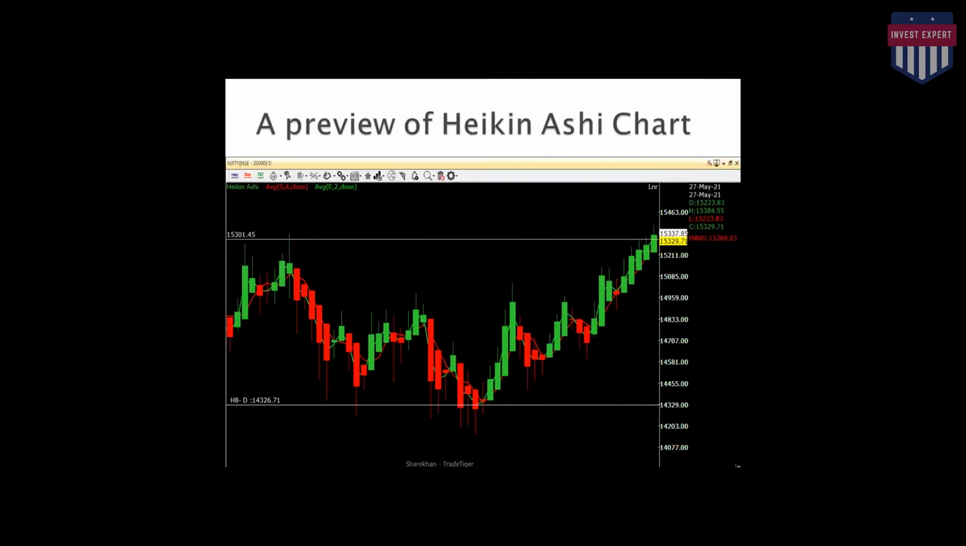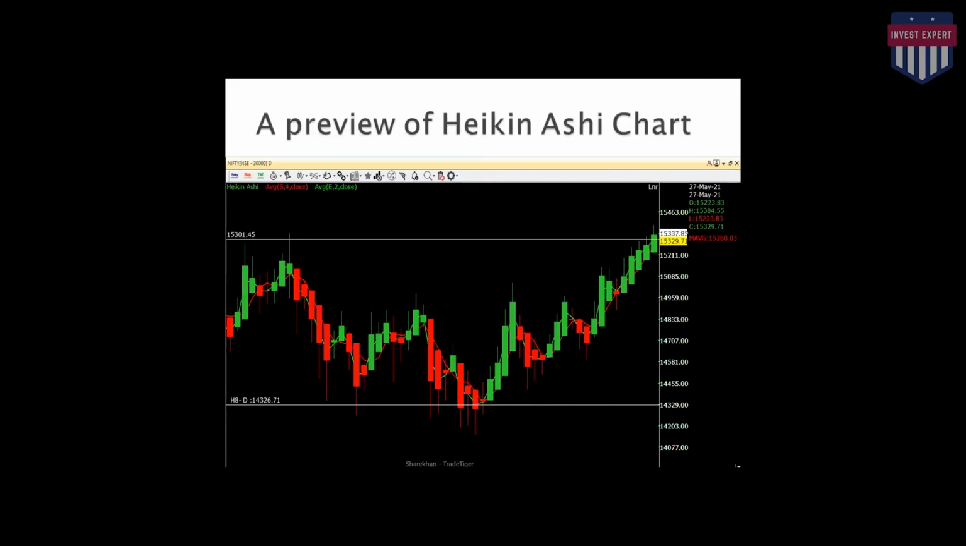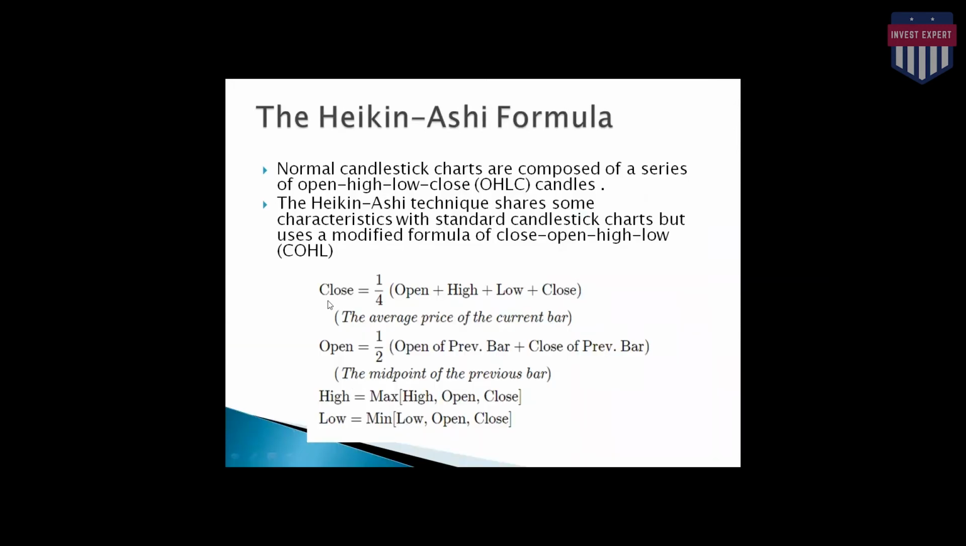The Heikin-Ashi chart is looking more or less like a candlestick chart. However, the opening and the closing or high or low are not the same as the ones shown in the candlestick chart. There are a kind of formulae that are being used to indicate the high, low, open and close in a Heikin-Ashi chart. See, a close is indicated as 1/4 of the total of open, high, low and close.